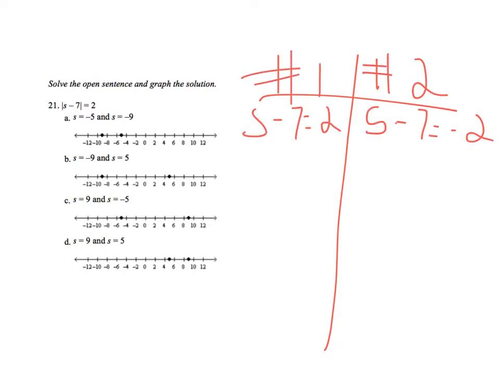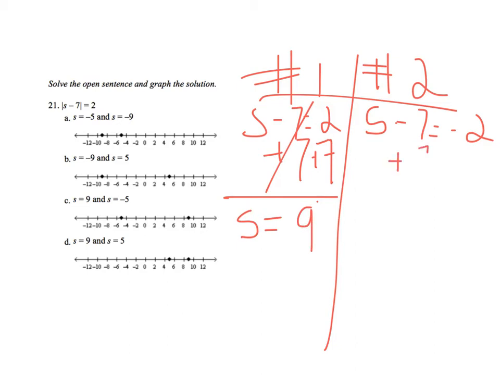So I set up both of our cases here, and we'll start by looking at case number 1. We will add 7 to both sides. We will get S equals 9. Then over here on case number 2, we'll add 7 again to both sides, and we will get S equals 5. Take a look at our answers, and it looks like D will work for that one.